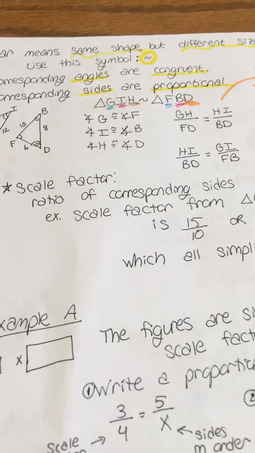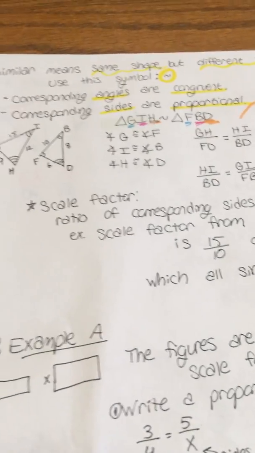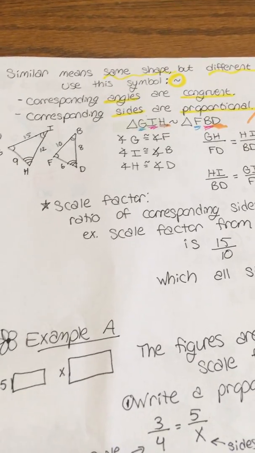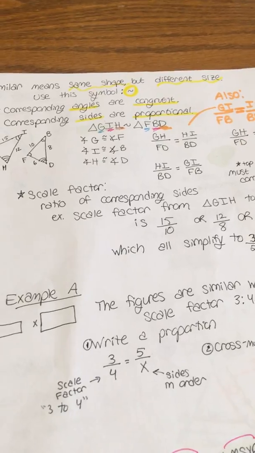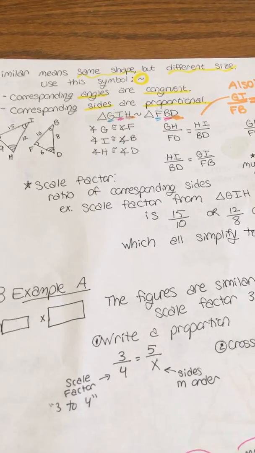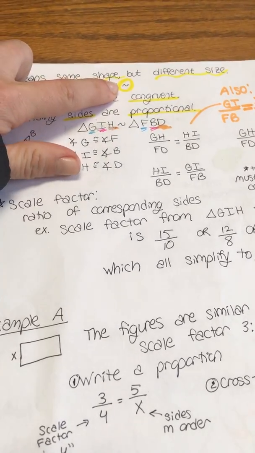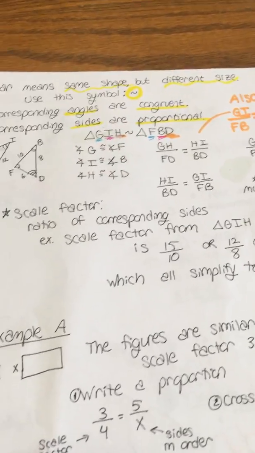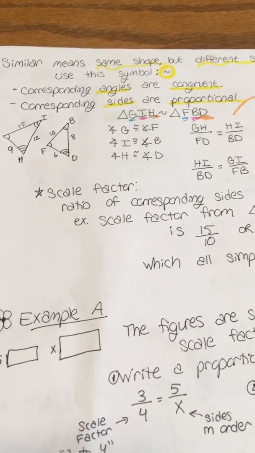So today's lesson is all about similar figures. Remember, congruent means same size and same shape, but similar figures have the same shape but different sizes. We use this squiggly symbol to represent similar, so you can remember like squiggle, similar.